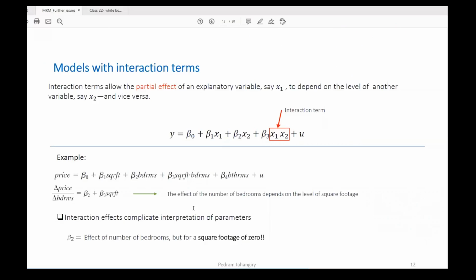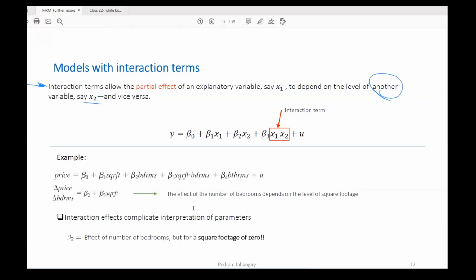Then here's the key statement. The interaction terms allow the partial effect of an explanatory variable, let's say x1, to depend on the level of another variable. So this other variable is key. Let's say x2, and vice versa.